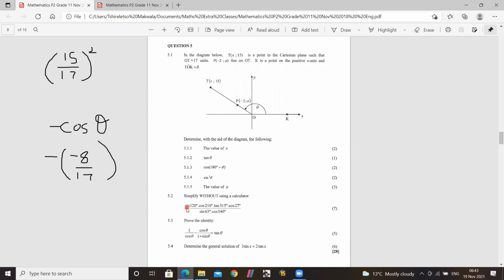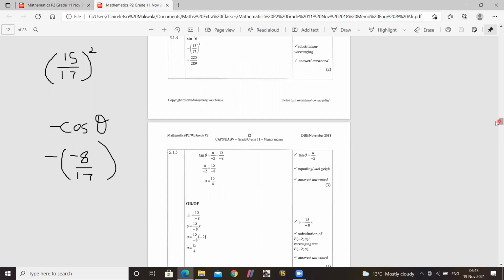So this one, you're going to see sine 120, okay, it's in the second quadrant. So you're going to say it's the same as sine(180 degrees minus 60). Then, yeah, go on to cos(180 plus 30), just like that, with the reduction formulas. So like here.